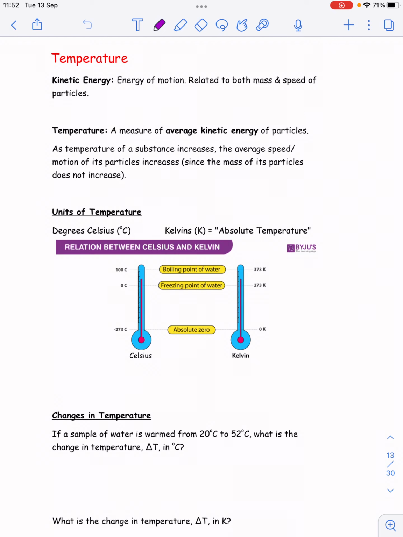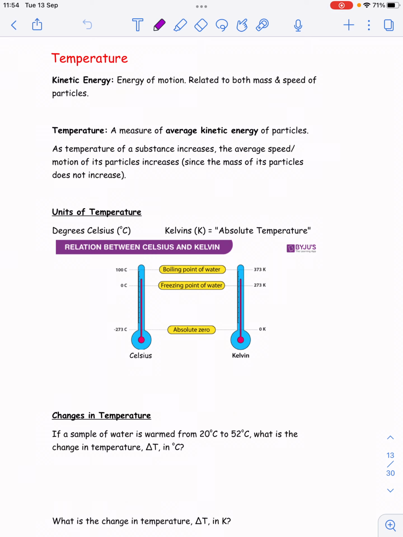This video is about temperature and potential energy in matter. So first off, kinetic energy. Kinetic energy is the energy of motion, which is related to both the mass and speed of something. Now, temperature is a measure of the average kinetic energy of particles in a substance.